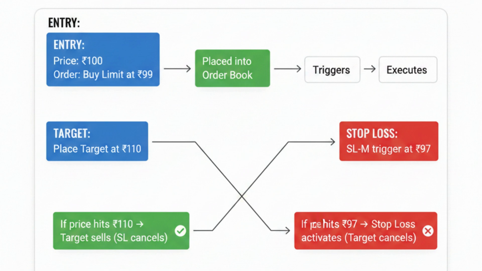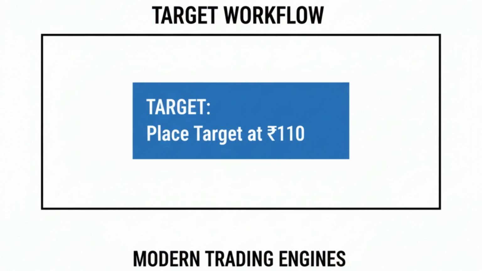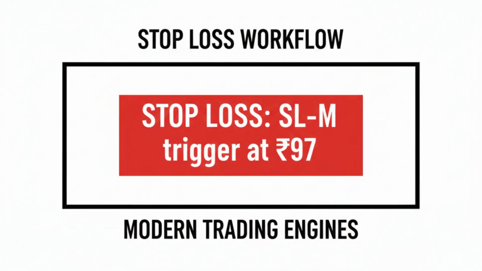Real-life workflow example. Let's take a realistic example using a trading app. Example: buy, target, stop loss, exit. Entry: price 100 rupees. Order: buy limit at 99 rupees. Placed into order book. Triggers: execute. Target: place target at 110 rupees. Stop loss: SLM trigger at 97 rupees.